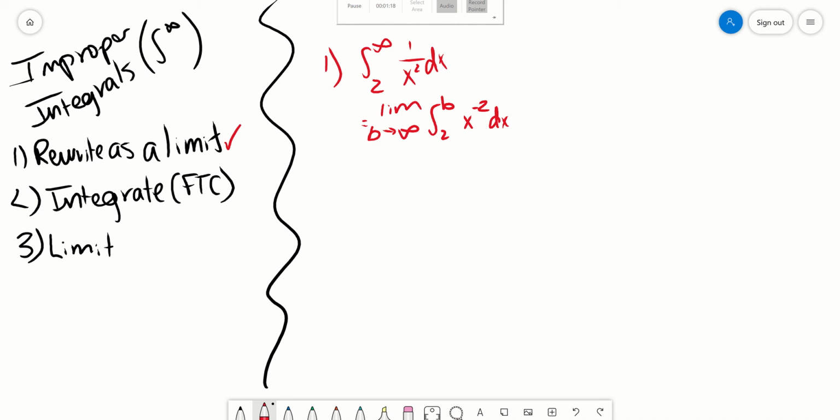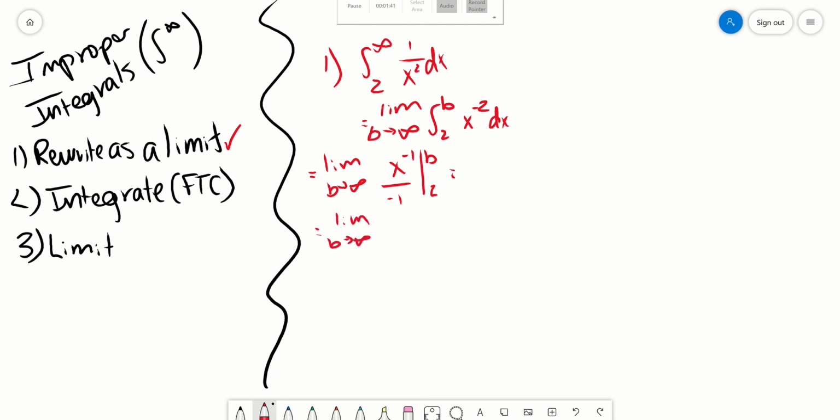So now we want to integrate it. What I really should still put there is the limit as b approaches infinity. Add 1 to the power, divide by the new power, evaluate from 2 to b. So we integrated it, but we still need to do the whole fundamental theorem of calculus process.